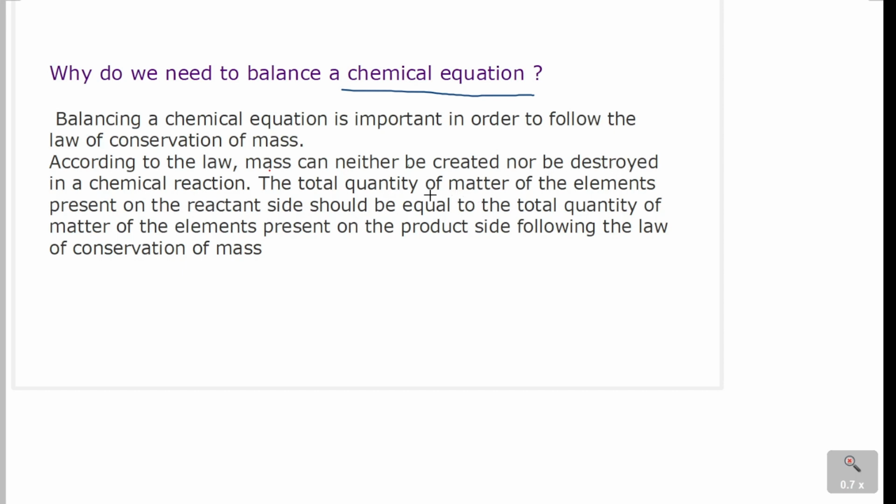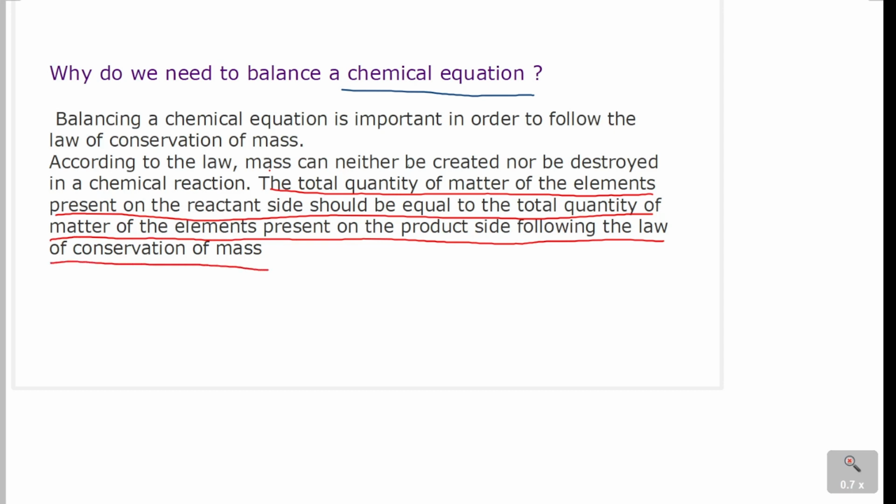The total quantity of matter of elements present on the reactant side should be equal to the total quantity of matter of the elements present on the product side, following the law of conservation of mass. This is why we balance the chemical equation. So we will get the same quantity of reactants and products, because we cannot create any new matter or destroy the existing matter. Only they get transformed from reactant to product.